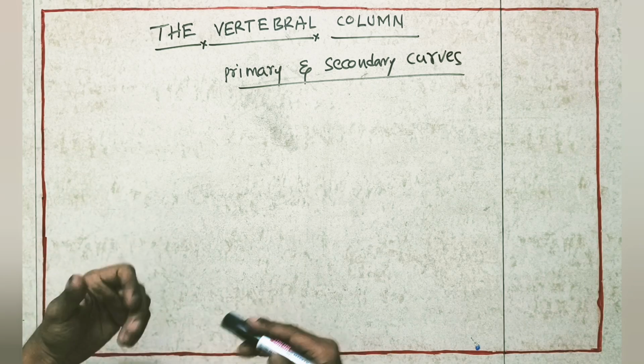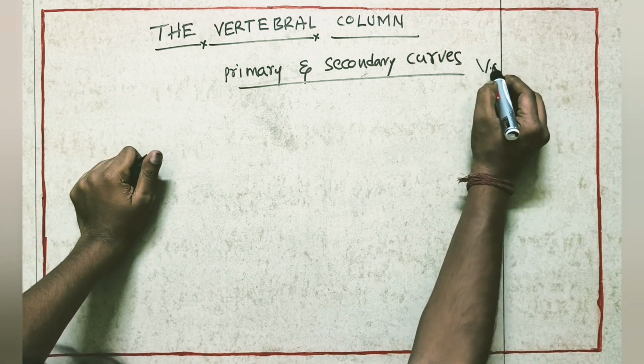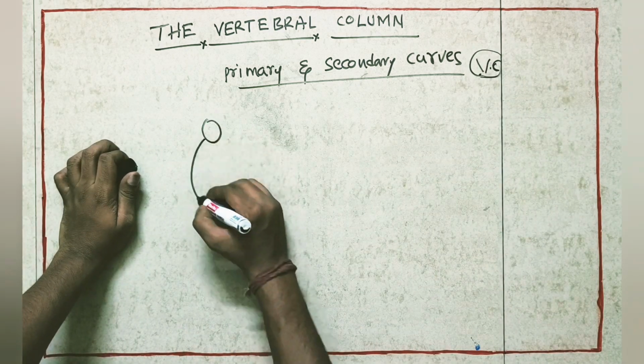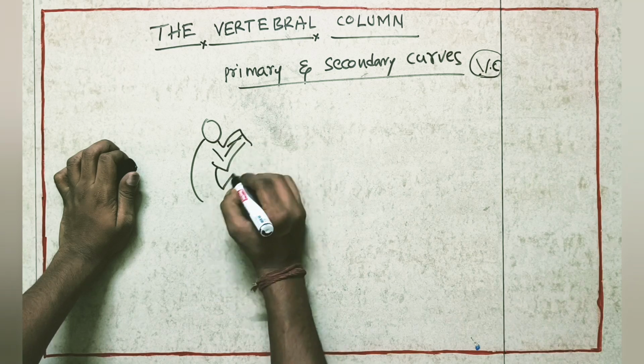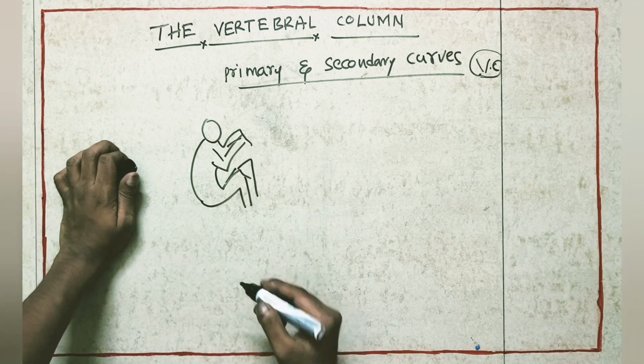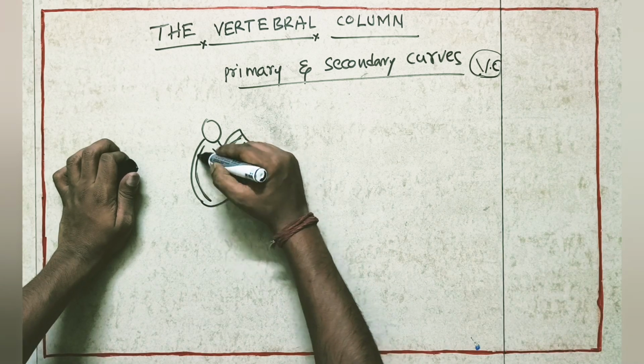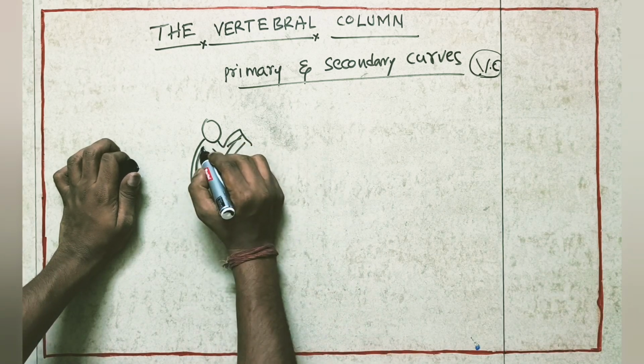This is about primary and secondary curves of the vertebral column. Primary curve means, if we see a baby, if the baby is small, if we see a newborn here, the vertebral column will be like this.